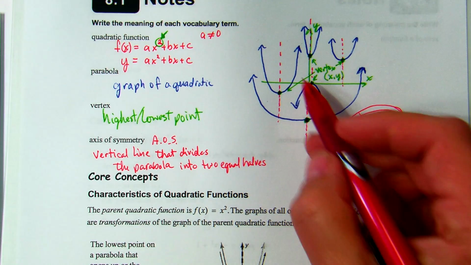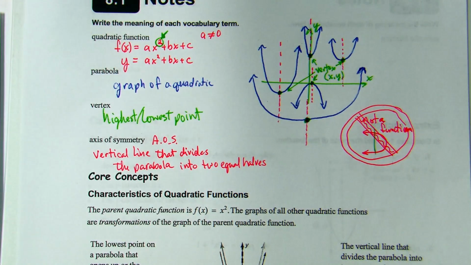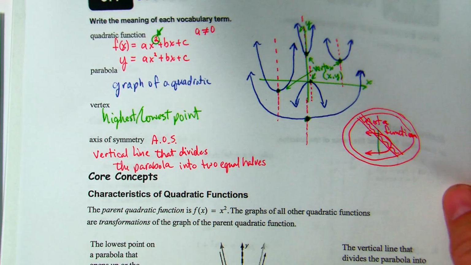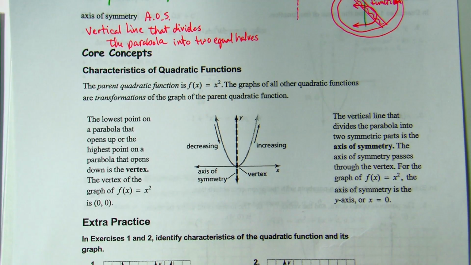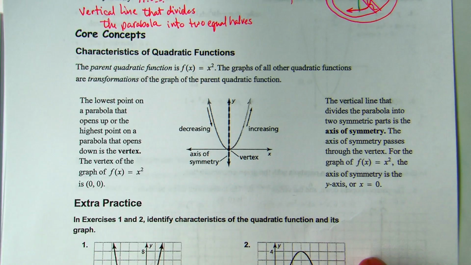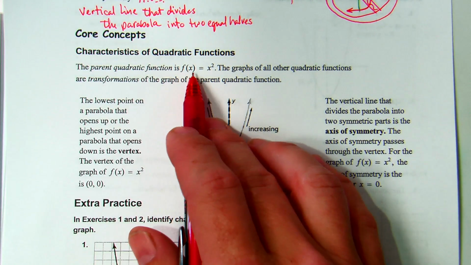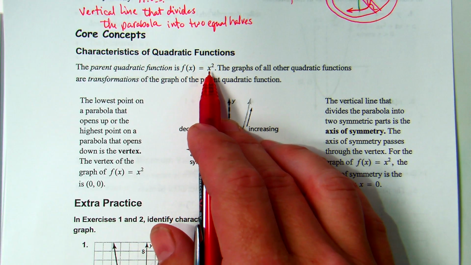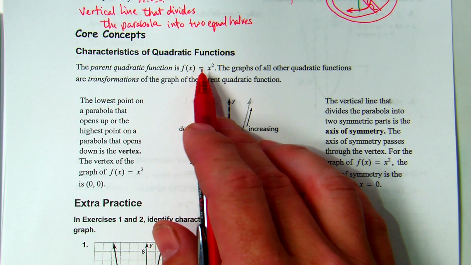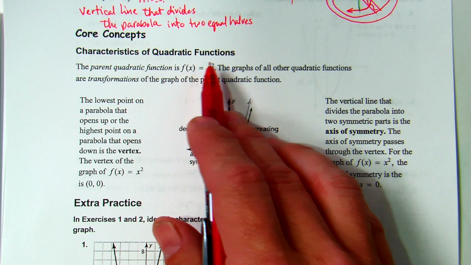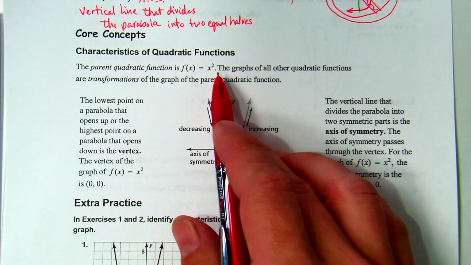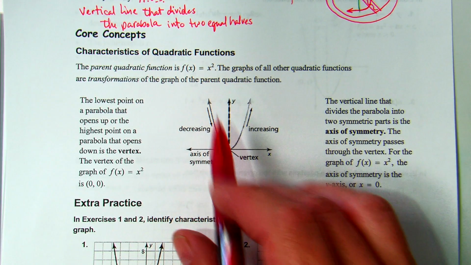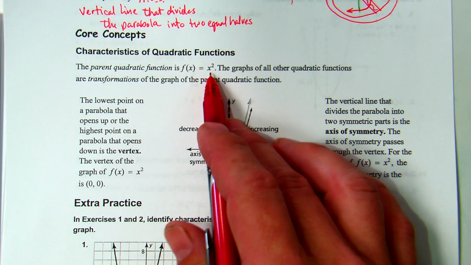You're only going to have parabolas opening up or opening down, and we'll see the relationship to why they do that here in a minute. Okay, some characteristics. Let's move on to the next part here, core concepts. Characteristics of quadratic functions. The parent quadratic function is just f of x equals x squared. X squared doesn't have any coefficient in front of it. There's nothing after it, so there's no x to the first degree term. There's no c term.